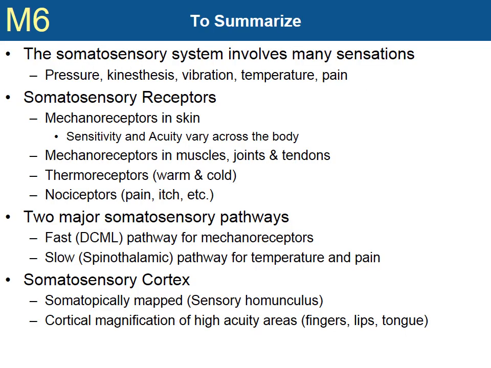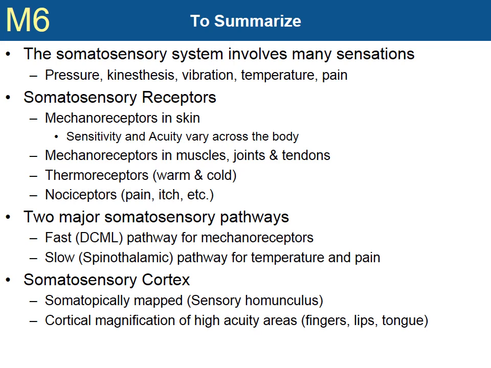To review, the somatosensory system involves many sensations: pressure, kinesthesis, vibration, temperature, pain. The somatosensory receptors are mechanoreceptors. There are mechanoreceptors in the skin that give us sensitivity to touch, to pressure, and acuity, detecting detail. And that varies across the body. That is, the sensitivity and acuity varies.